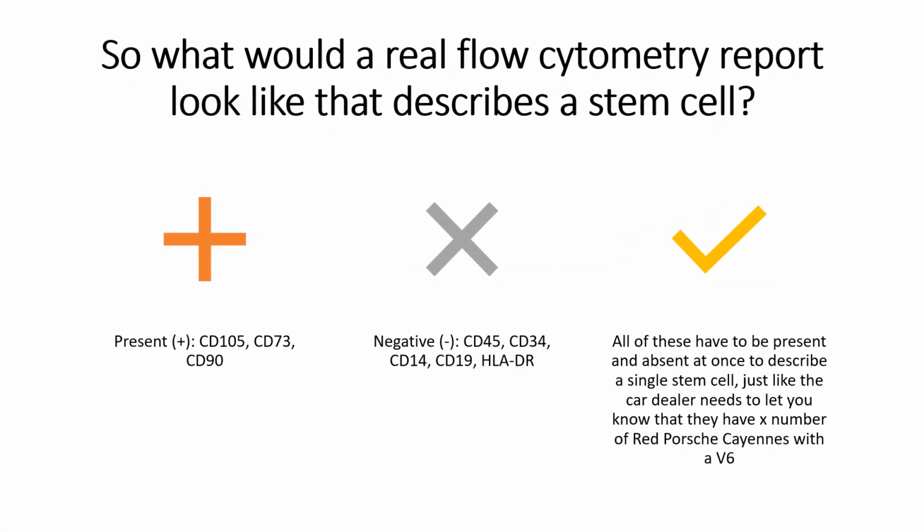So what does a real flow cytometry report look like that describes a stem cell, in this case a mesenchymal stem cell? In this case, CD105, CD73, and CD90 would need to be present, and CD45, CD34, 14, 19, and HLA-DR would need to be absent. And when all of those together are reported, then and only then can you describe a mesenchymal stem cell, just like then and only then can you describe a red Porsche Cayenne that's 2016 with a V6 engine.